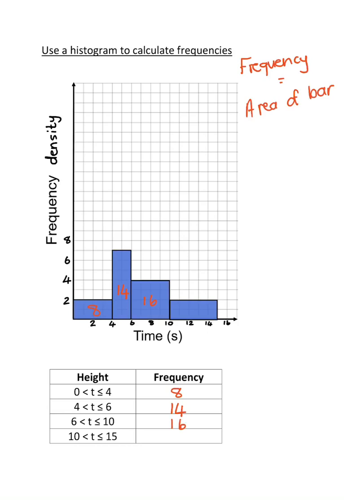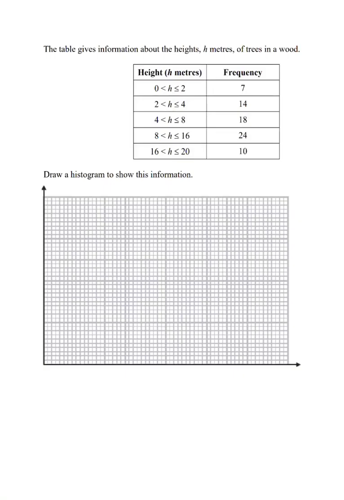And 5 multiplied by 2 is 10. So 10 to 15 is 10. Okay, so that's basically all you need to know about histograms. So this question is straight from an exam. If you pause the video, have a little go, and then play it again to check your answer.